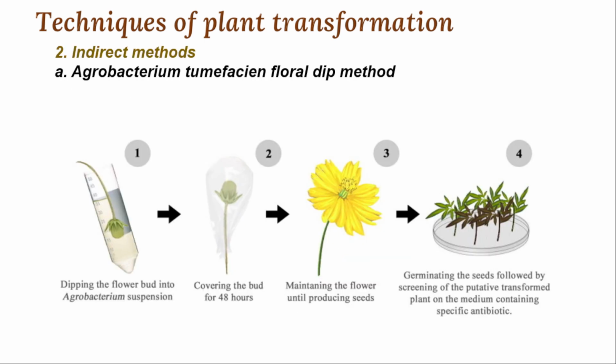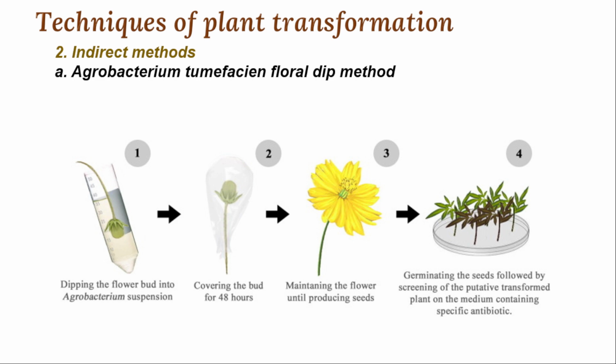The next method, the second method, is called the indirect method. Indirect method means we'll use a vector in between that successfully helps in the transformation. So here we'll use a vector called a plasmid of Agrobacterium tumefaciens. Whenever you take Agrobacterium tumefaciens that contains Ti plasmid, we'll modify the Ti plasmid in such a way that it fits the desired gene.